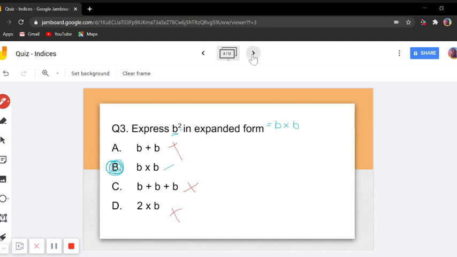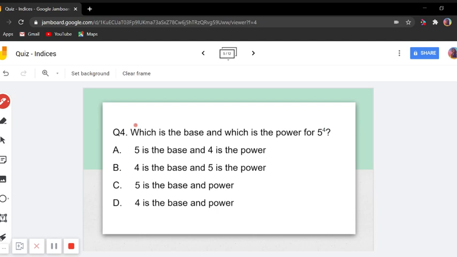Okay, let's go to the next question. Which is the base and which is the power for 5 to the power of 4? Which one is the base for this number? Let's take a look. This is the base number. 5 is the base number, and 4 is the index number. 4 is also considered as the power or exponent.